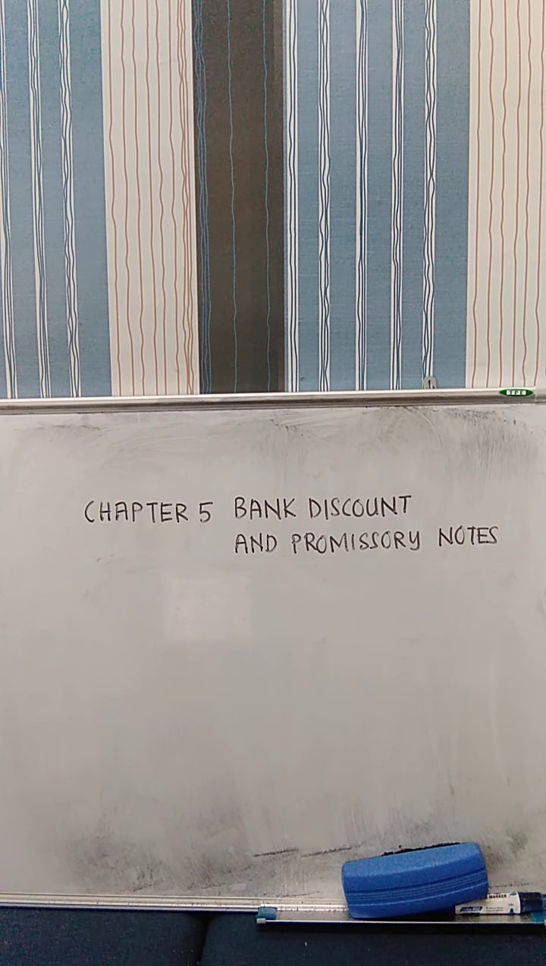Okay, today we continue to chapter 5, bank discount and promissory note. The learning objective: at the end of this chapter, students should be able to explain the meaning of a promissory note, to compute the face and maturity value, to compute the bank discount and the proceed, and to compute the simple interest rate when a promissory note is discounted.